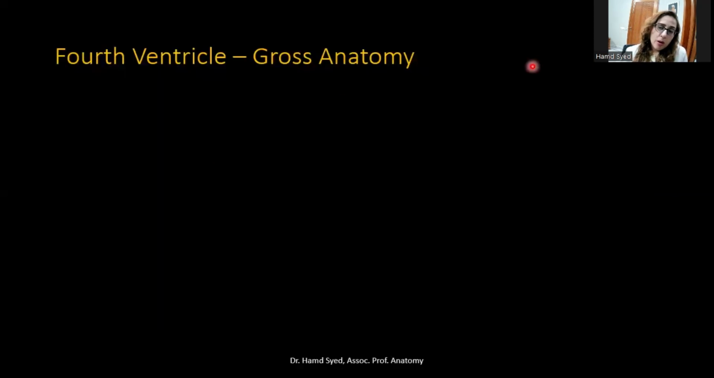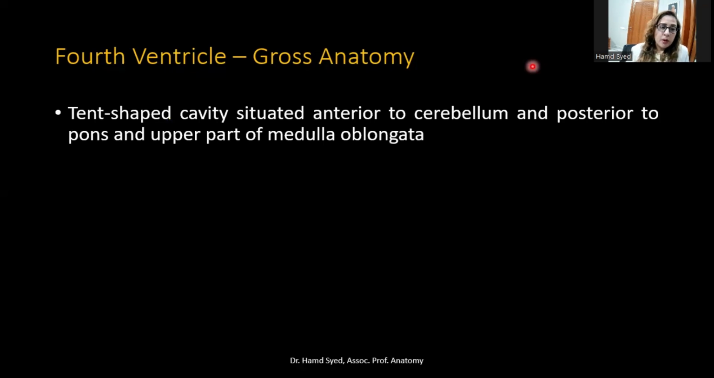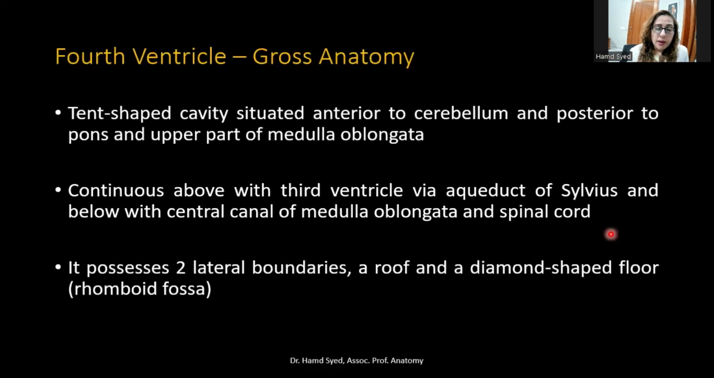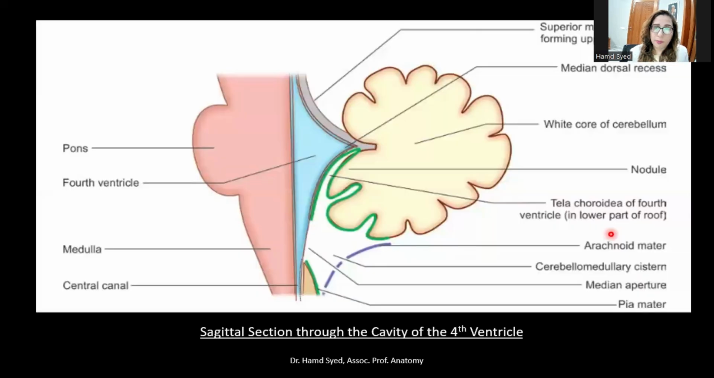Now we're going to be talking about the gross anatomy of the fourth ventricle. This is a tent-shaped cavity lying anterior to the cerebellum and posterior to the pons and upper part of the medulla oblongata. Above, it is continuous with the third ventricle through the aqueductus Sylvius. Below, it is continuous with the central canal of the medulla oblongata and spinal cord. It has two lateral boundaries, a roof, and a diamond-shaped floor, also known as the rhomboid fossa.